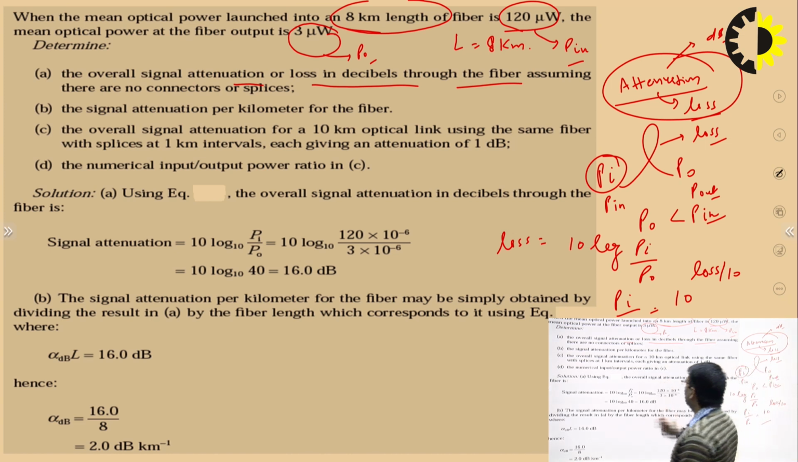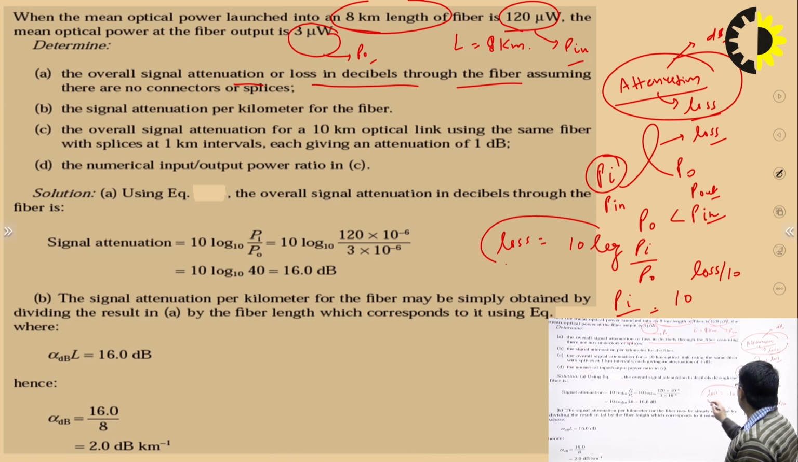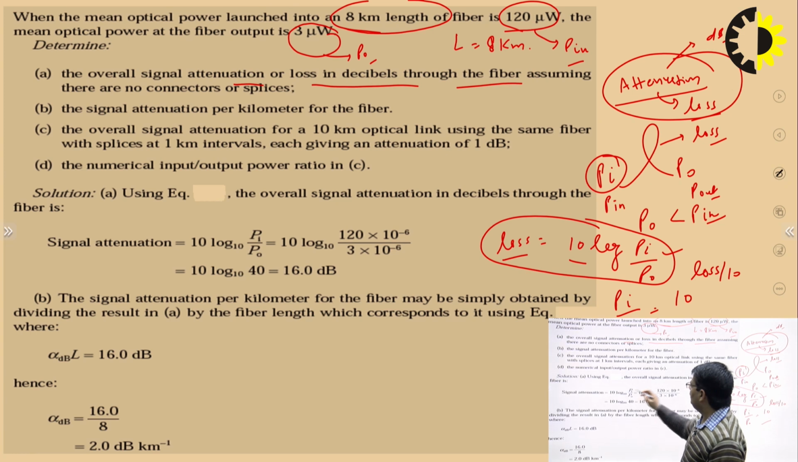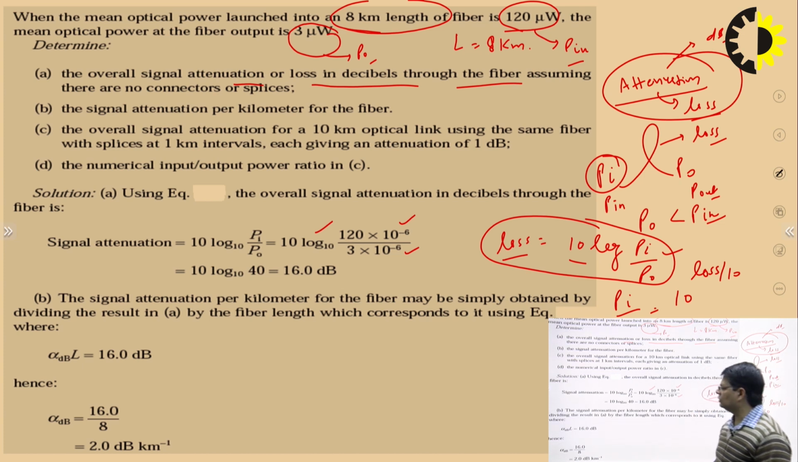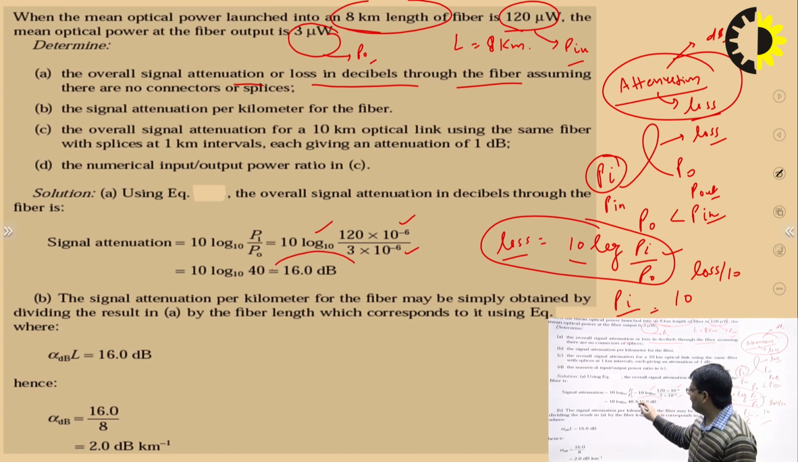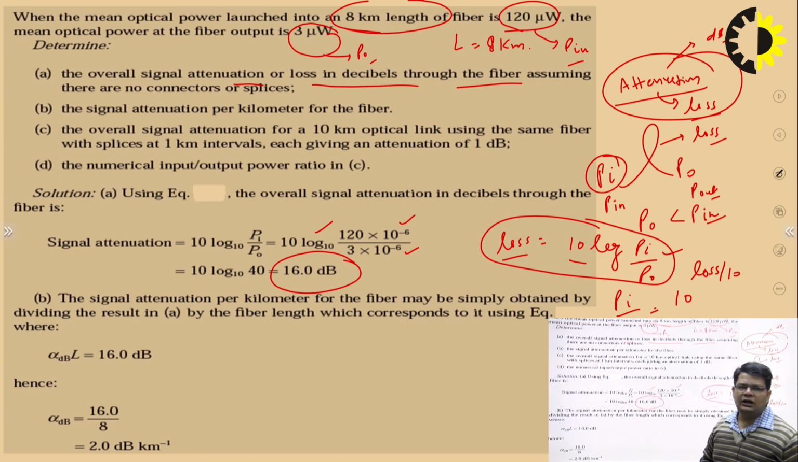So the loss is given, as discussed in the formula, by loss or attenuation equal to 10 log Pi by P out. So putting in the formula simply, 10 log of P input 120 microwatt and P output 3 microwatt. So this is the 16 dB attenuation or loss in the fiber.